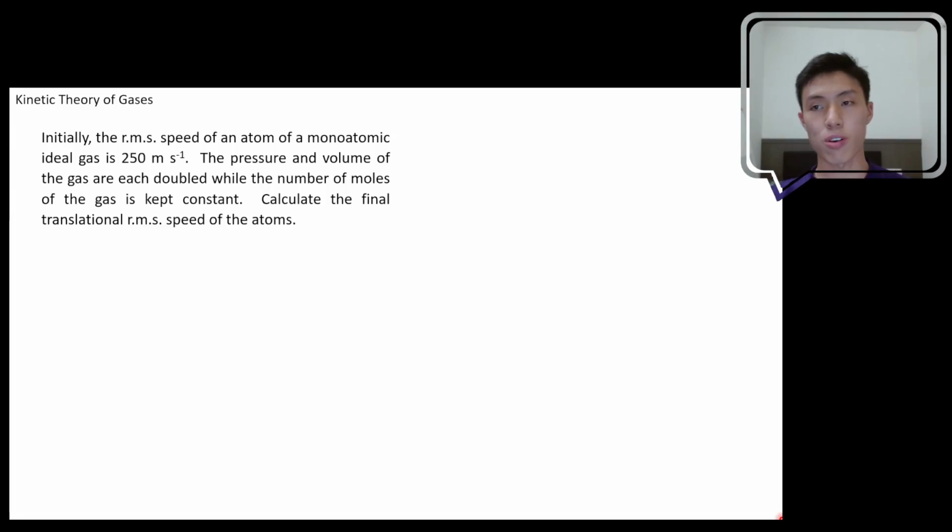Let's try to solve this problem here. Initially, the RMS speed of an atom of a monoatomic ideal gas is 250 meter per second. So they give you the RMS speed of a monoatomic ideal gas atom. Okay, so let's write it down. VRMS is equal to 250 meter per second. No unit conversion required. Everything is in SI unit.